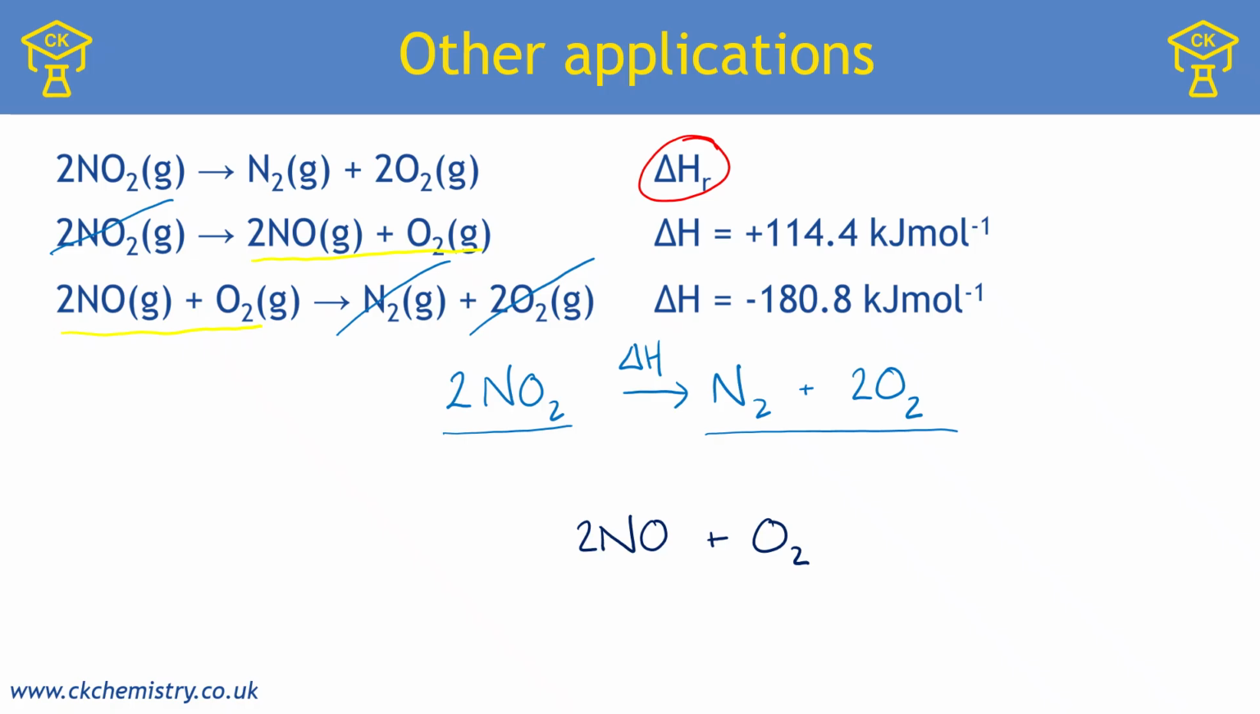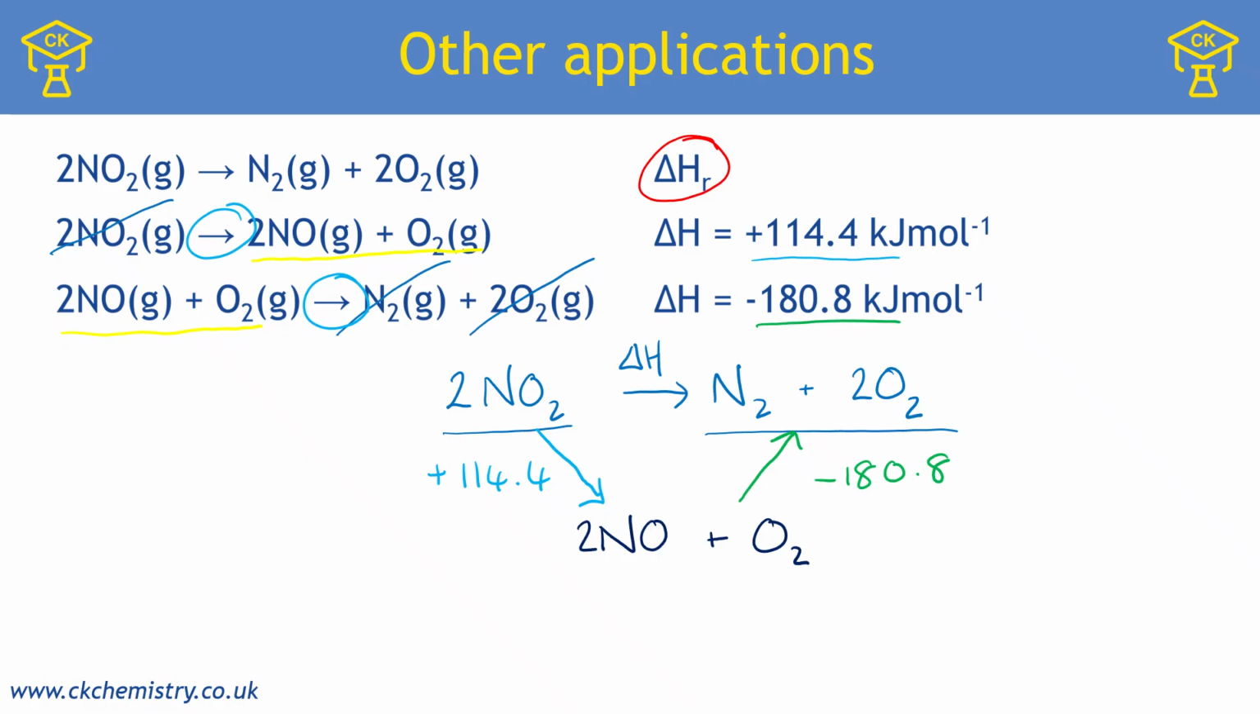We need to work out the arrows. So the arrows here, remember they actually have a direction already. They already know where they're going. So the first arrow, which is 114.4, is going from NO2 towards NO and O2. So that is this arrow here, plus 114.4. The other arrow, minus 180, the other reaction, is going from NO and O2 to N2 and O2. So that's this direction, minus 180.8.